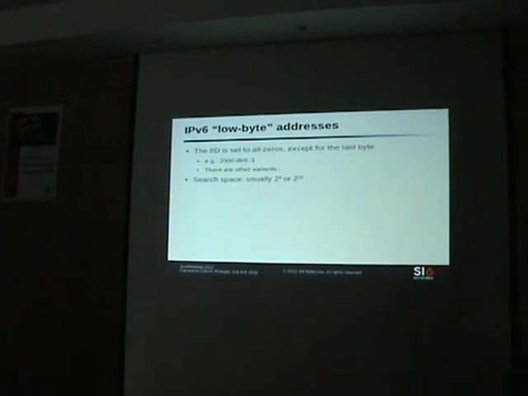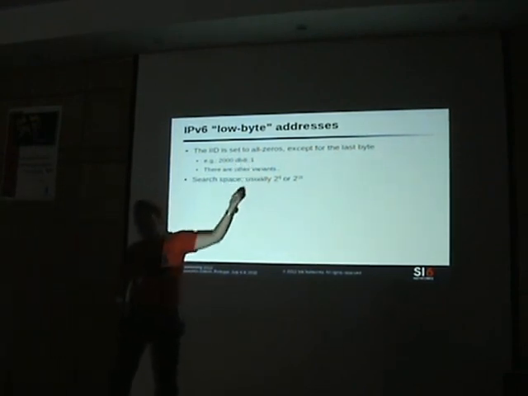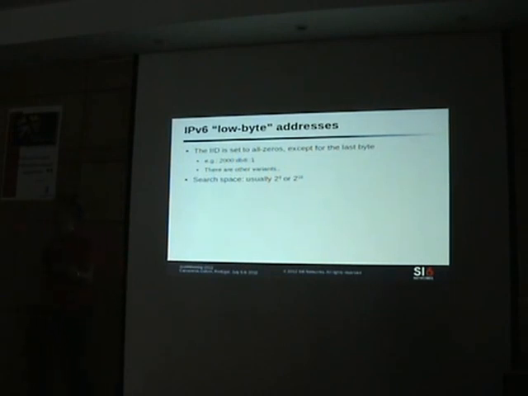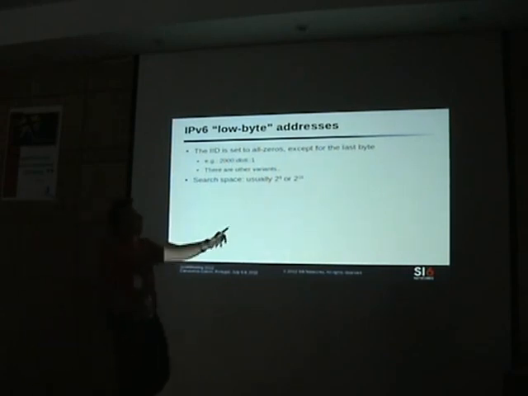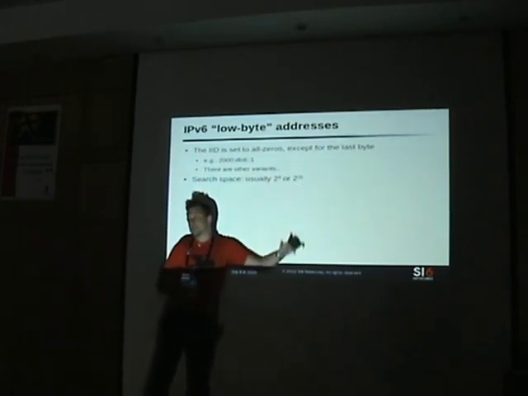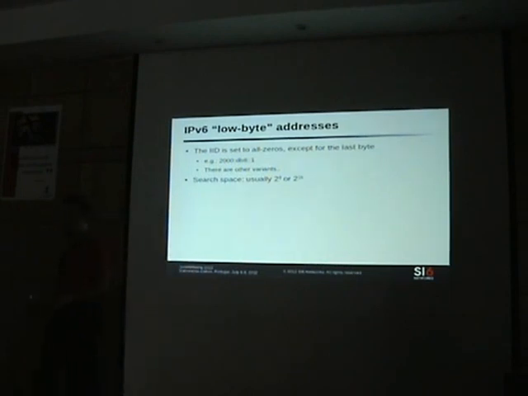Of course, if you're selecting your addresses just varying this byte, the search space is going to be just 8 bits. There are other cases in which they don't vary just the last byte, but the last couple of bytes. So the search space could be 16 bits. But again, the bottom line is that it's not the 64 bits that we thought we had to go through, but that the search space is greatly reduced.